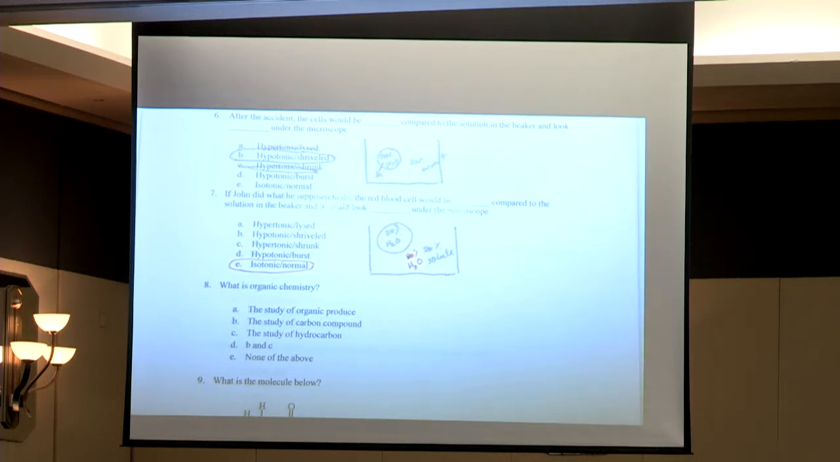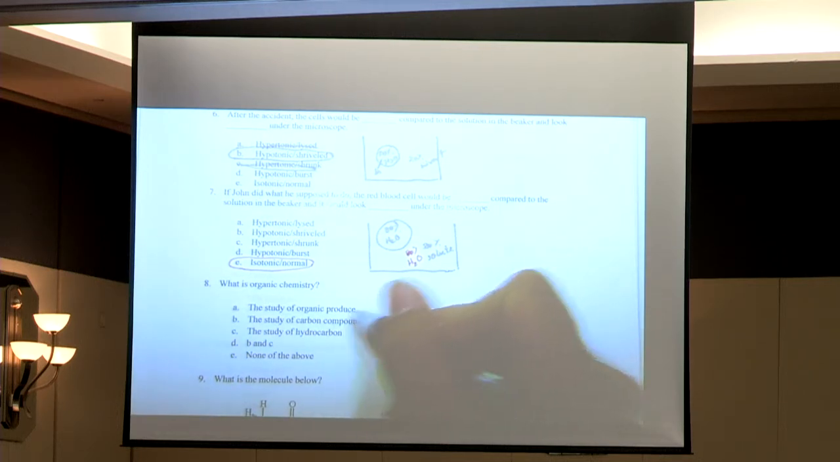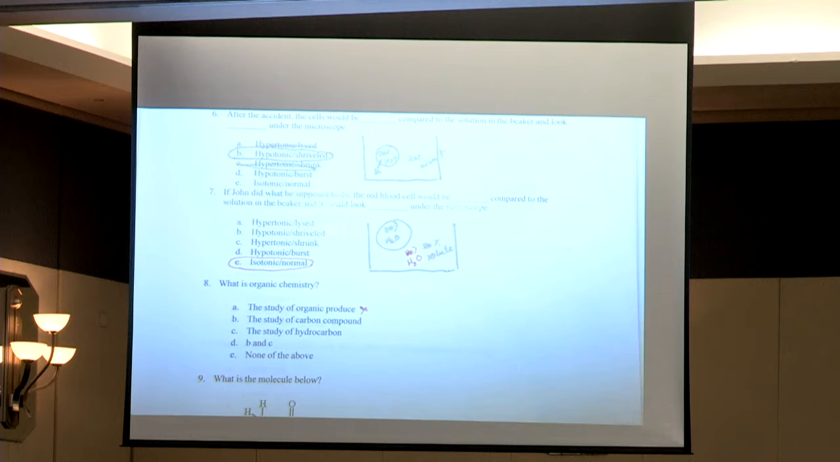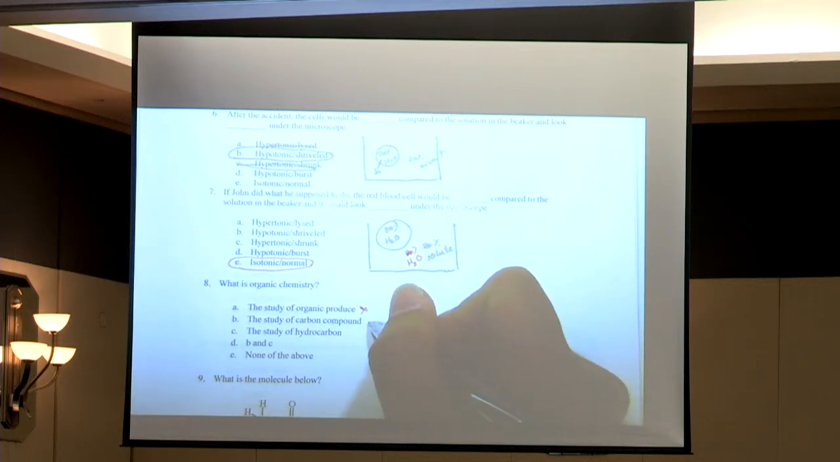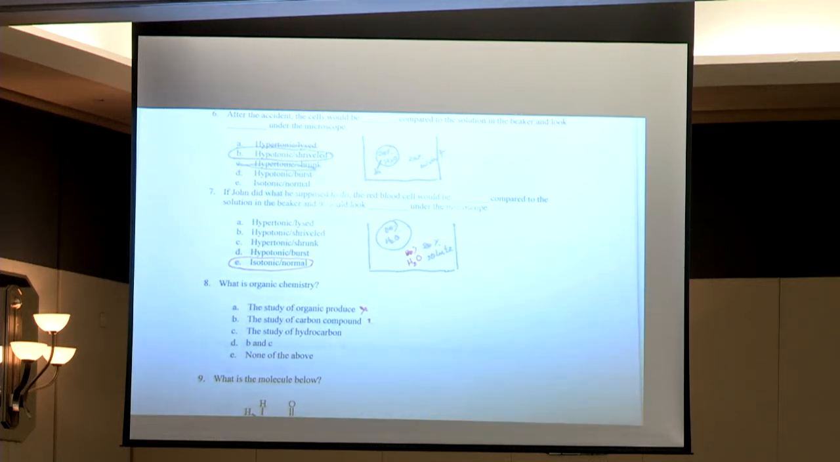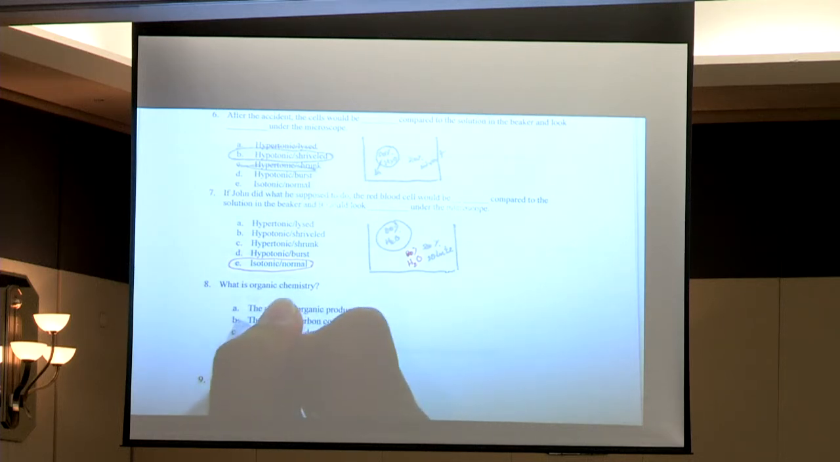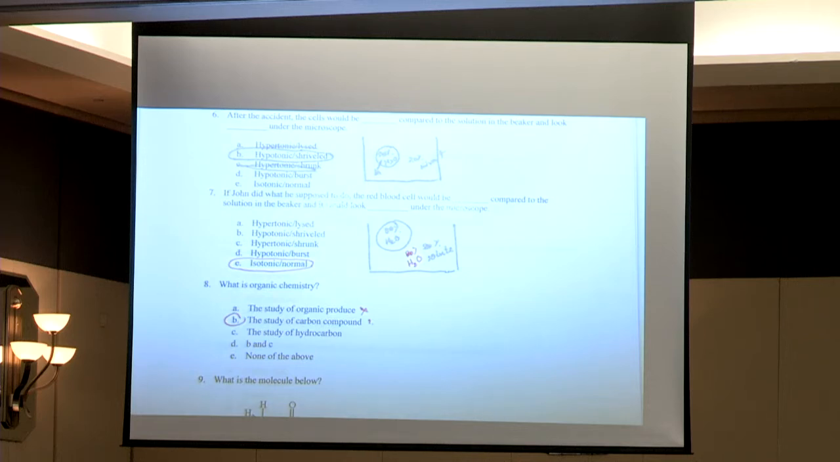Too slow? No? Okay. So, what is organic chemistry? The first option, the study of organic produce. Obviously, no, right? I'm just putting it to have some fun. The study of carbon compounds, is it correct? If you're not sure, maybe you can just put the question mark. The study of hydrocarbon? No, right? So the answer here is the study of carbon compounds.